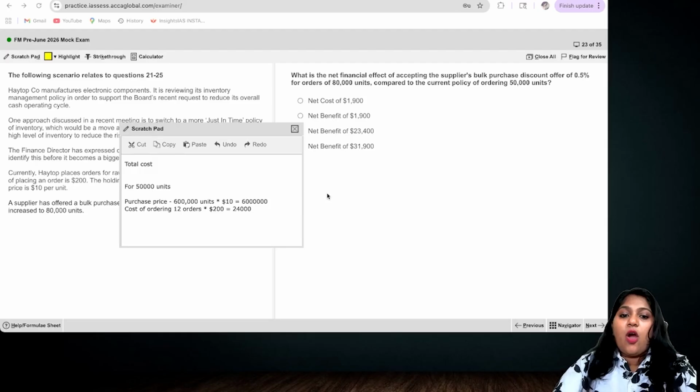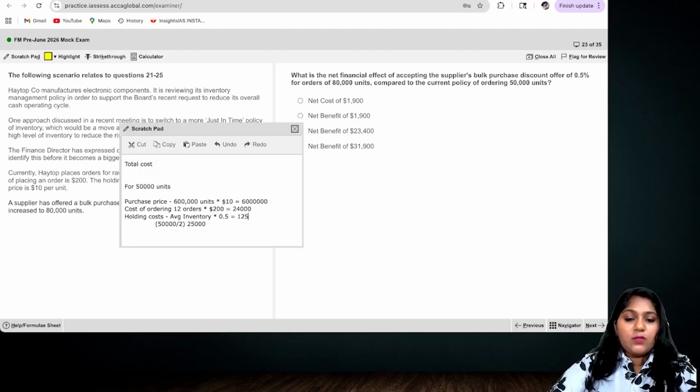Next thing comes the holding cost. How do you calculate holding cost? Based on the average inventory, guys. Okay. So holding cost is calculated using average inventory multiplied with cost of holding. How do you calculate average inventory, guys? Average inventory is calculated by taking 50,000 divided by 2. So it's going to be 25,000 multiplied with 0.5. So that shall be somewhere around 12,500.